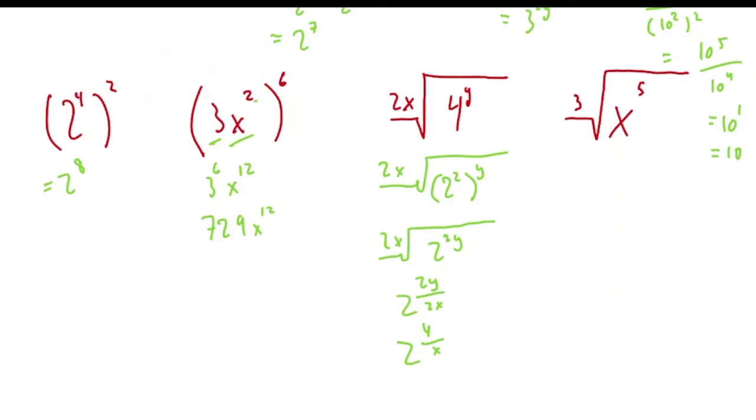Now for the final example, we have x to the power of 5 to the cube root. So as we said before, the inside of the root goes to the numerator of the exponent fraction, and the outside goes to the denominator. So we can rewrite this as x to the 5 over 3, and that is our answer.